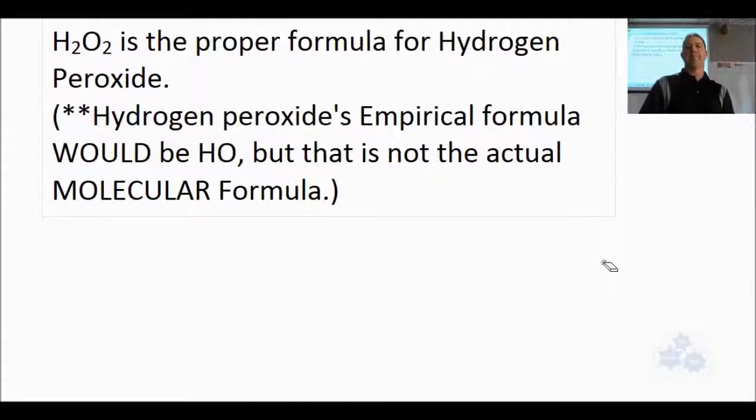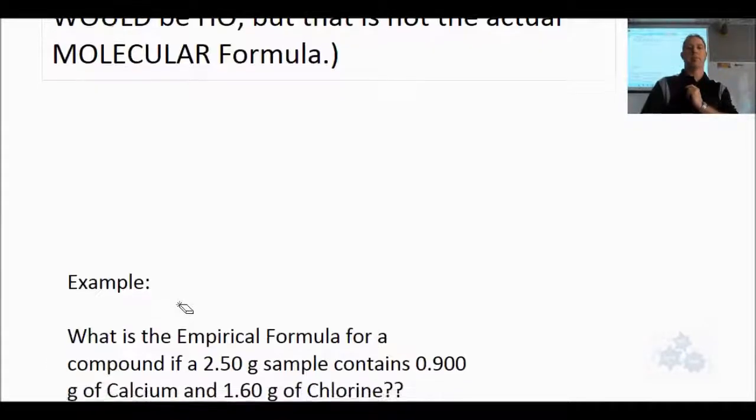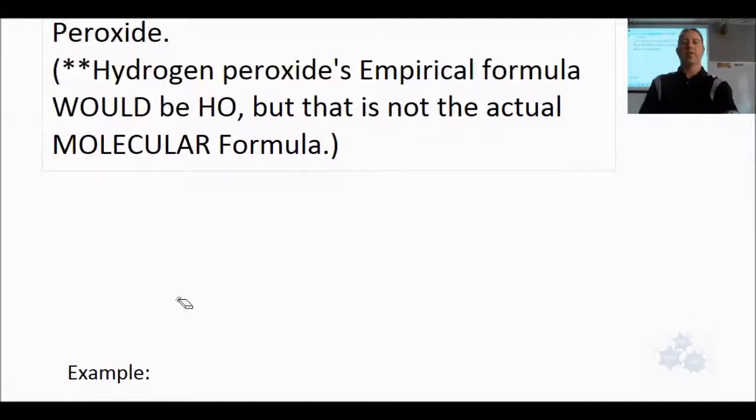All right. So what we're going to do is an example where we take a look at finding an empirical formula from the data that's given. So anybody still writing this down? Okay. Okay, so I'll give you another second just to finish that up. You still writing?